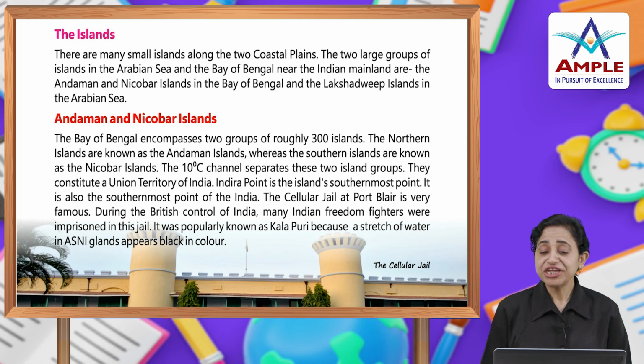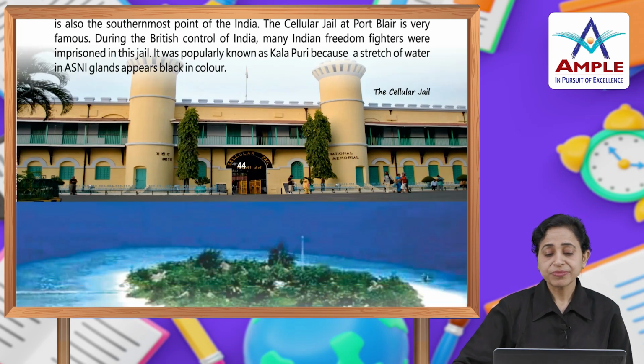The Cellular Jail at Port Blair is very famous. आप सब जानते हैं वहाँ पर cellular jail है. During the British control of India, many Indian freedom fighters were imprisoned in this jail. पहले जब भी सजा देनी होती थी इंडियंस को तो यहीं पर भेजा जाता था बच्चों और बहुत बुरी तरह से उनके साथ व्यवहार होता था. It was popularly known as Kala Pani, because the stretch of water in the Andaman Islands appears black in color.